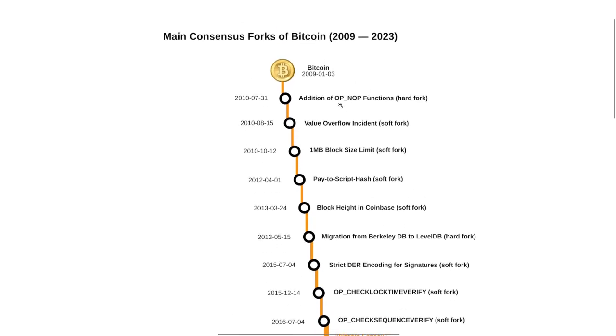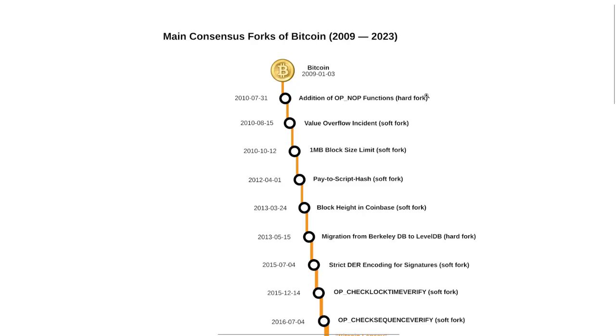As many people know, the Bitcoin network was launched in January 2009. The first upgrade displayed here is in 2010, the addition of op-and-op functions. Opcodes are the operations in Bitcoin script. And this was a hard fork, so that's important. It's displayed for all of the upgrades.